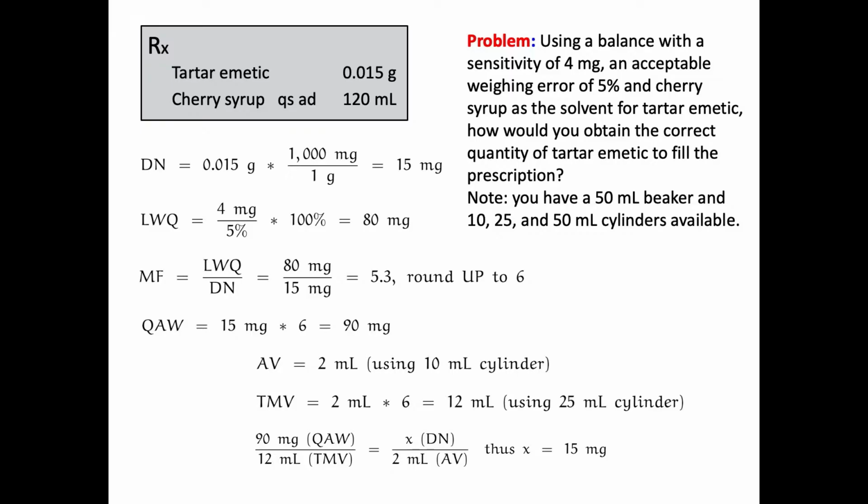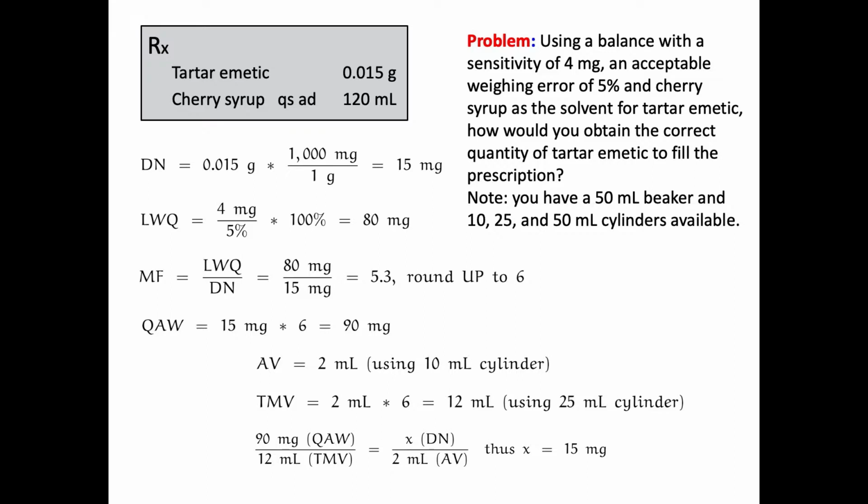So just to visualize this, you take your 90 milligrams, you dissolve it in 12 milliliters of cherry syrup, you withdraw 2 milliliters, your aliquot volume, that remaining 10 milliliters is thrown away, is discarded. You don't want that drug. You only want the drug that's in the 2 milliliter aliquot that you took back.